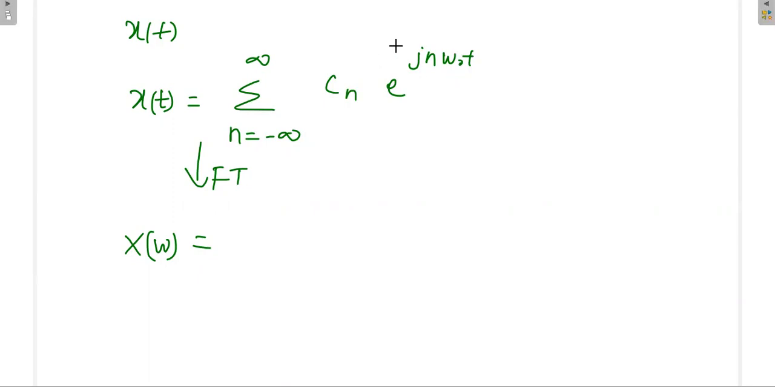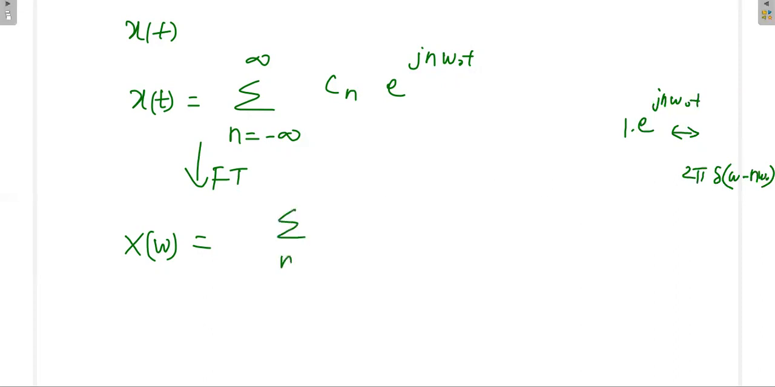That means you can apply the Fourier transform to this exponential signal. Again, we know the Fourier transform of the exponential signal e power jn omega naught t is 2 pi delta of omega minus n omega naught. Just now we have seen for exponential signals, the Fourier transform is like this, because if 1 is there, the Fourier transform of 1 is 2 pi delta omega, and because of this exponential term there will be a shift in the delta, that is delta omega minus n omega naught.